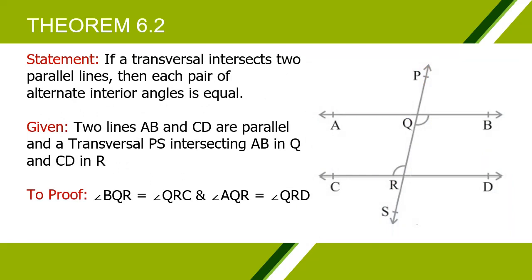Now based on the above axioms, theorem 6.2, statement of theorem. If a transversal intersects two parallel lines, then each pair of alternate interior angles is equal. This we need to prove. So given we have two lines AB and CD which are parallel to each other and a transversal PS intersecting AB at point Q and CD at point R. We need to prove that angle BQR is equal to angle QRC, or angle AQR is equal to angle QRD.